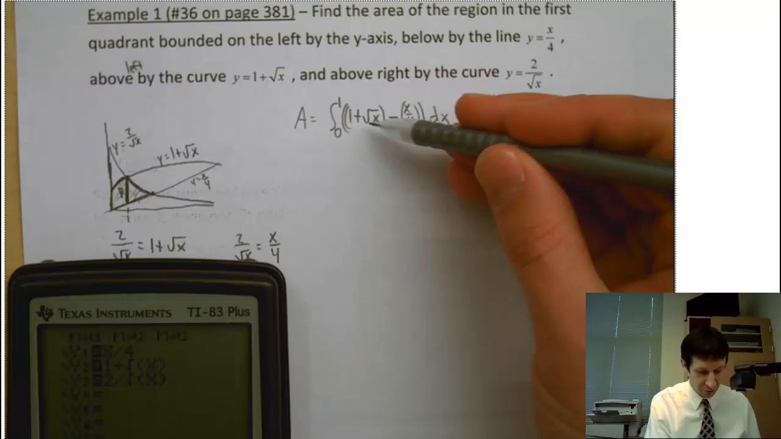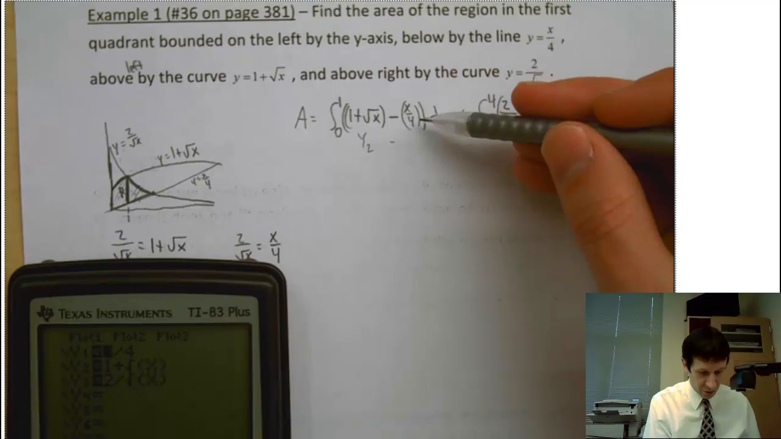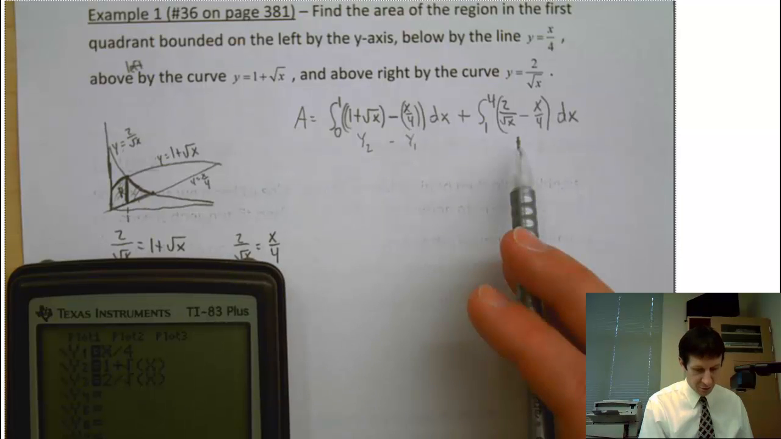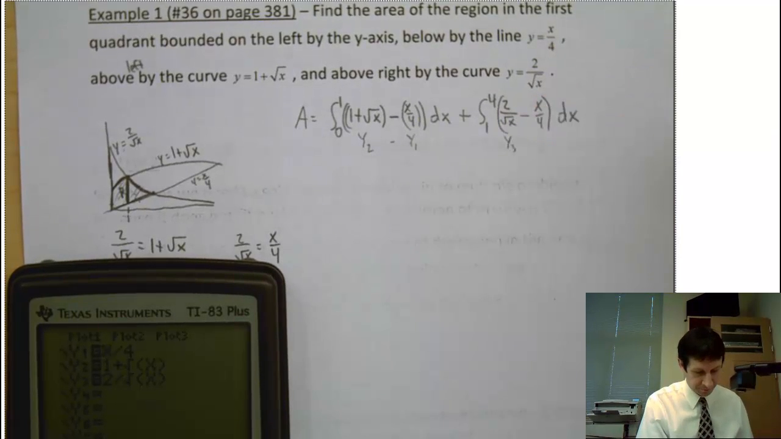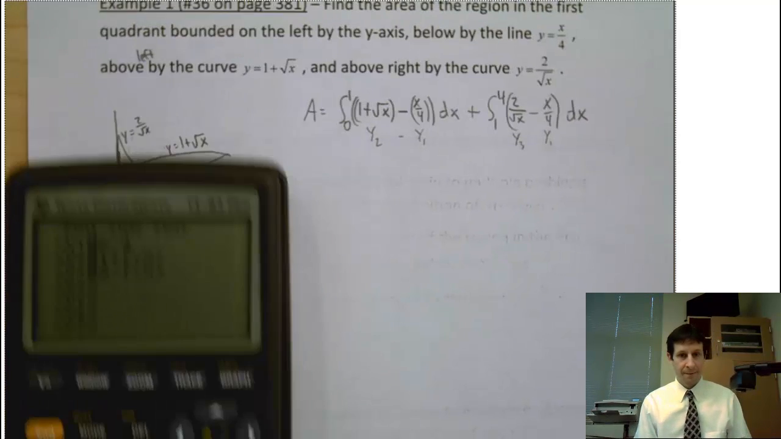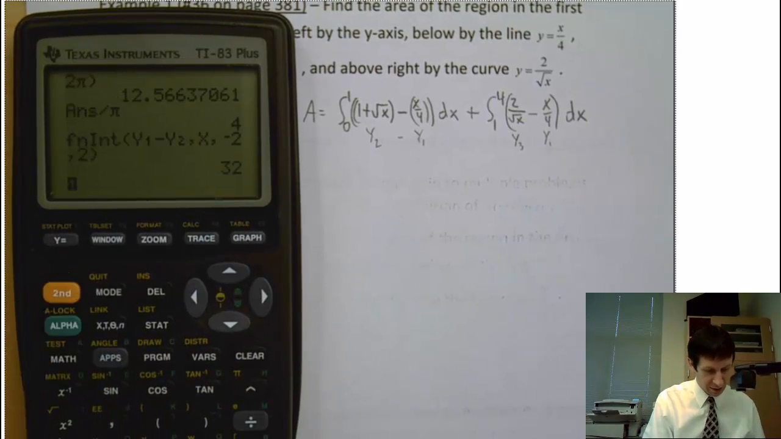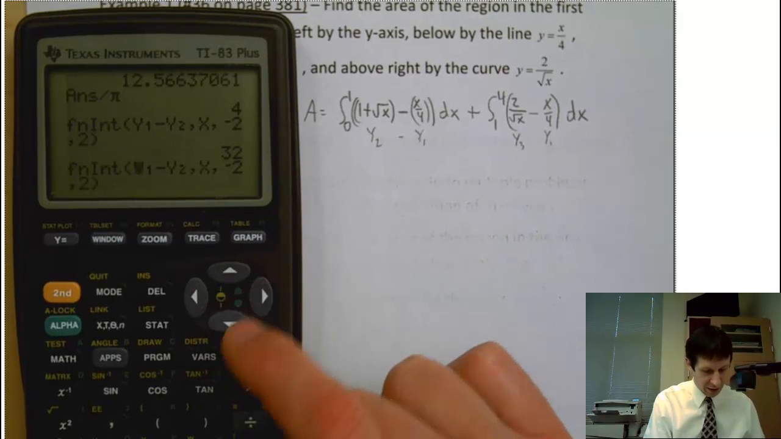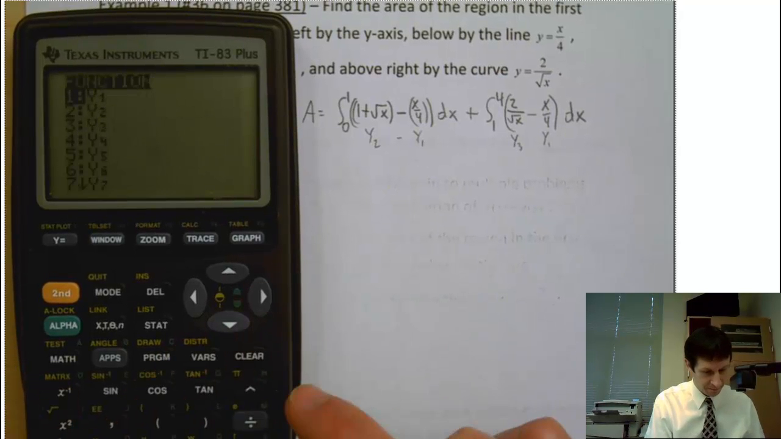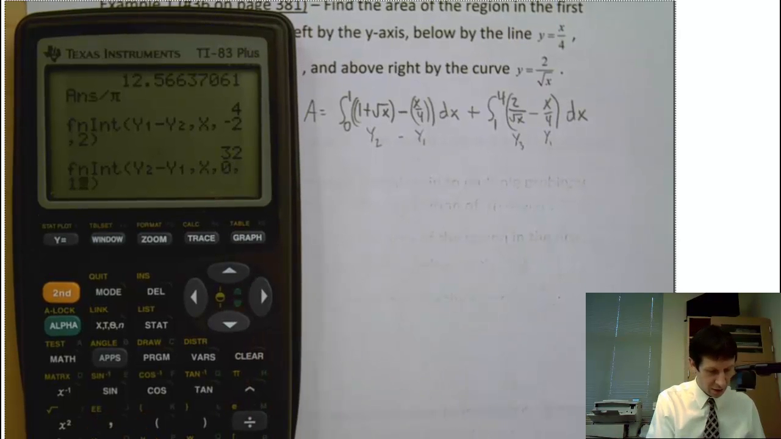So this first one, 1 plus root x, is what I stored in y2. X over 4 is what I put in y1. So this first one I'm going to do y2 minus y1. The second one, 2 over root x, is what I put in y3. X over 4 is what I put in y1. Okay, so back to the home screen, second enter for copy paste. I need to do y2 minus y1. That first one's from 0 to 1.